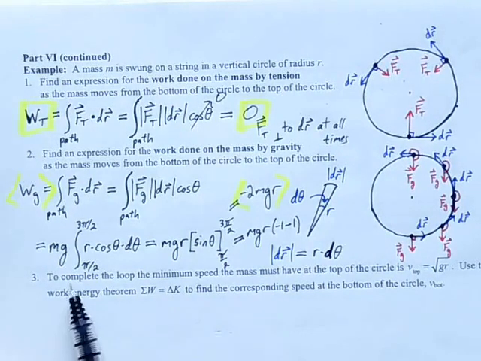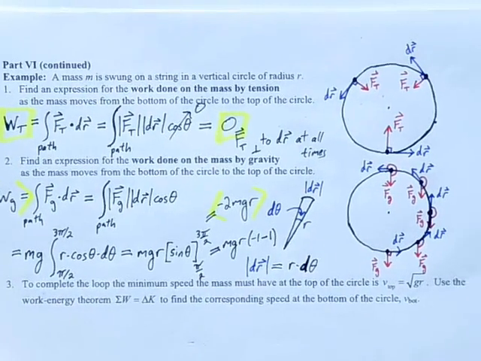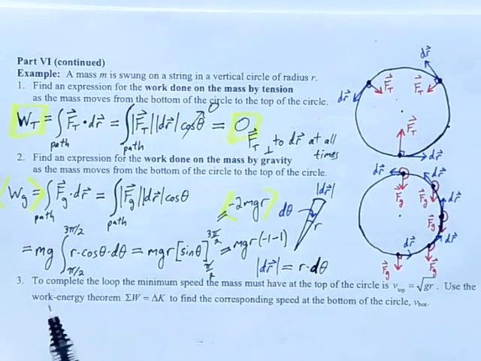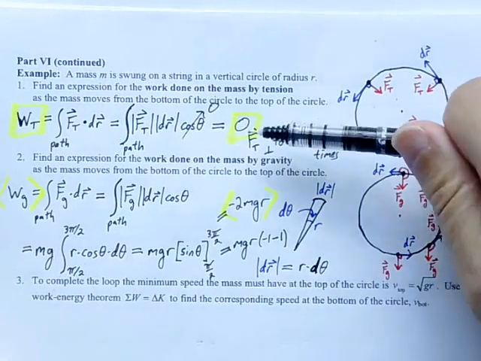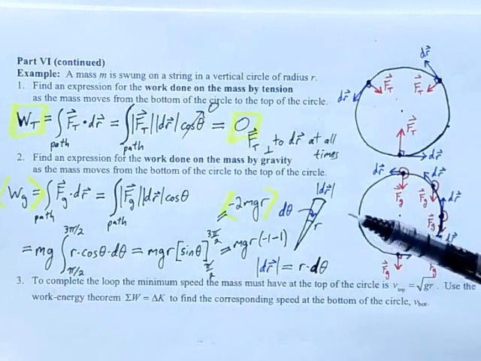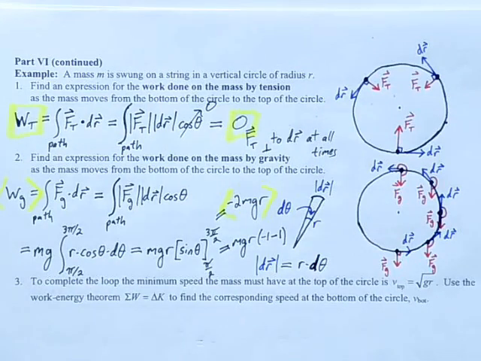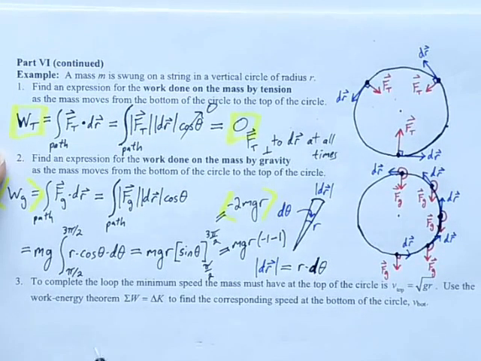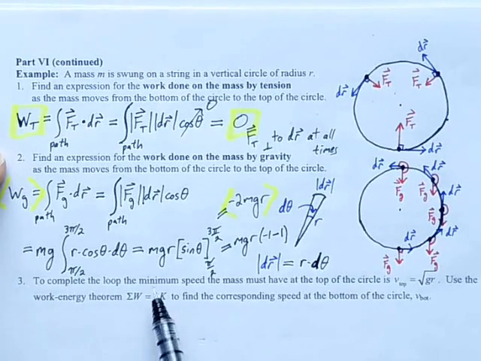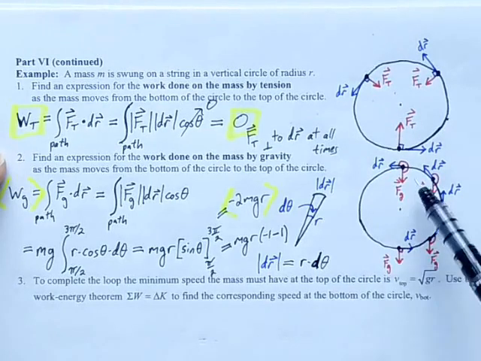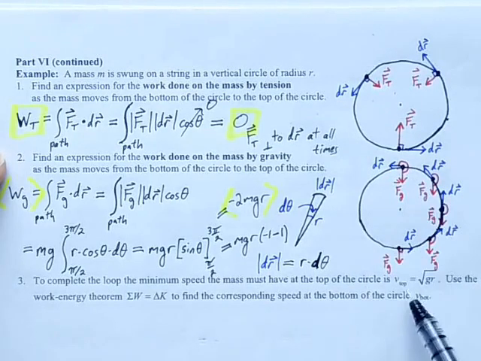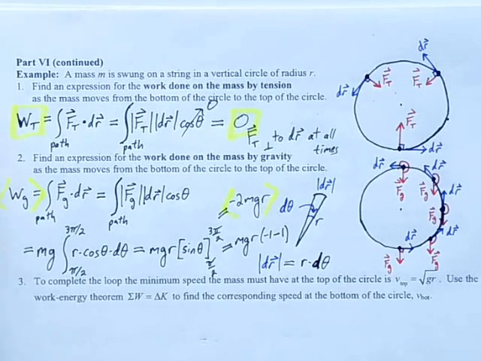Follow-up question. And this follow-up question, I hope, will suggest to you why it is worthwhile to calculate the works done by the forces. I mean, we see that this is something we can do now. We can calculate the works, but why is that useful to us? What does that help us find out? It'll help us answer this. To complete the loop, the minimum speed the mass must have at the top of the circle is v top equals the square root of gr.